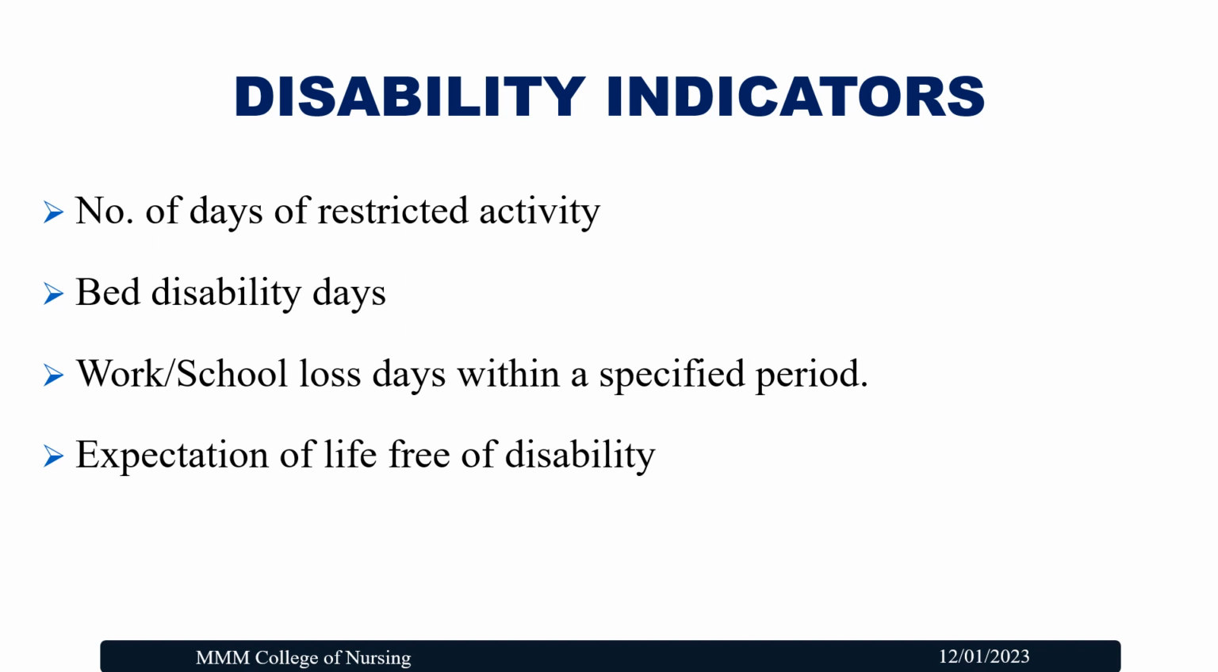So these are the things that should be measured: the number of days a person has restricted activity due to their disability, and the bed days, that is how many days they were in bed, how many days they are dependent. Then how many days they are not going to their workplace or school, that is the absent days due to this disability. Then the expectation of life free of disability, within how many days they can be free from this disability. So these are the indicators that come under disability.